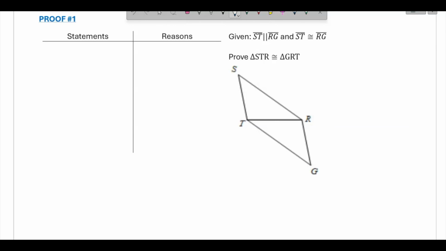All right, proof number one. So we always want to plan for proof before we begin. So first thing I'm seeing here is I'm looking at these parallel lines, ST and RG.